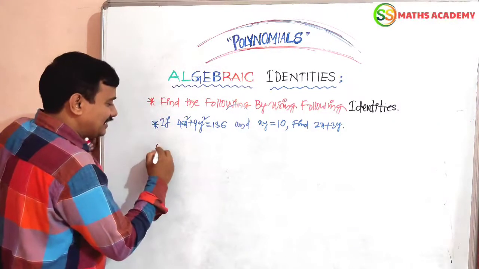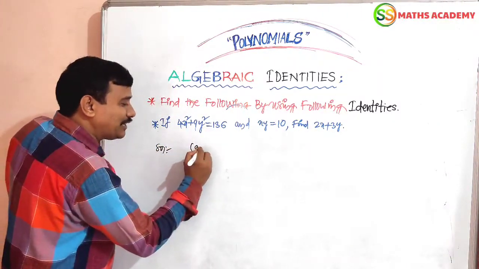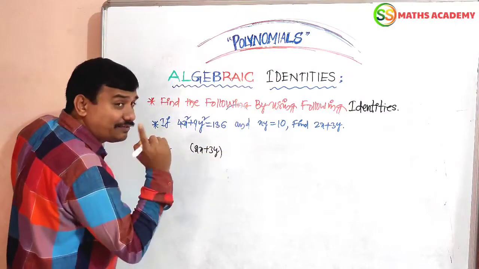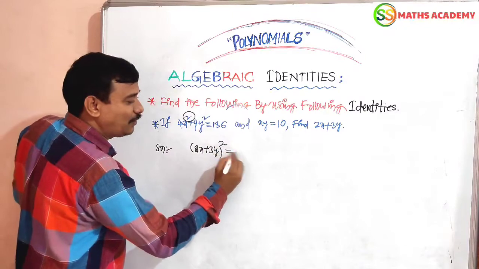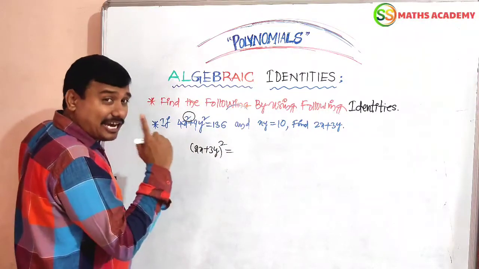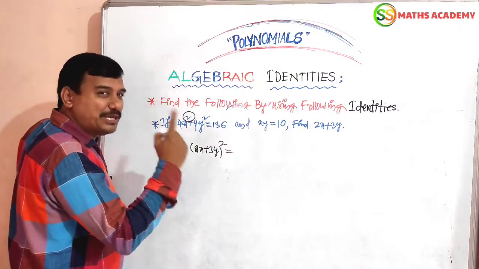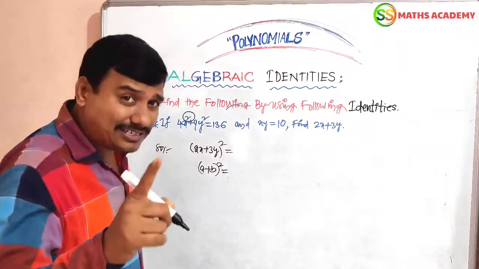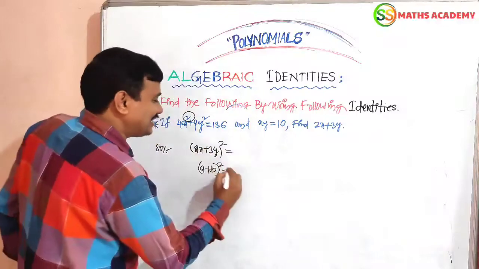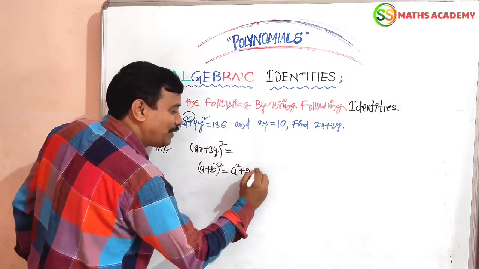Take it, 2x plus 3y. Yes, the given term is in the mode of 2, squaring on both sides. Chalo. Now I am using algebraic identity, the first identity: a plus b whole square equals a square plus 2ab plus b square.